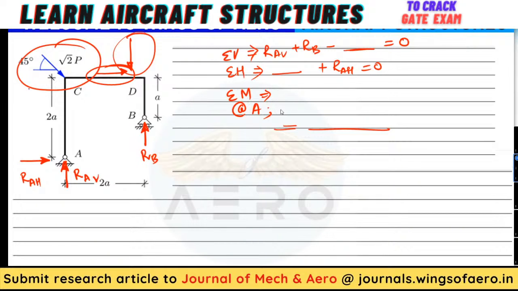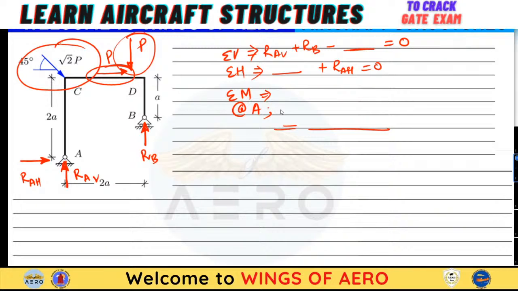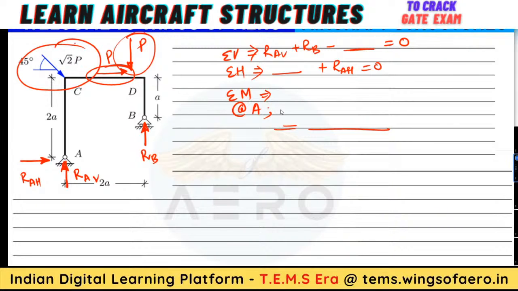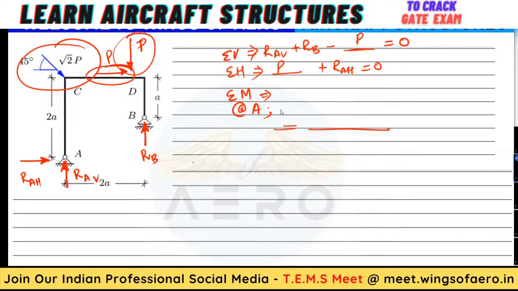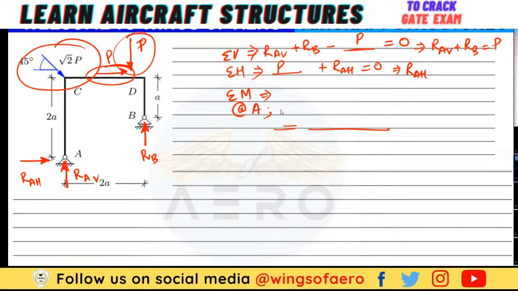So when you solve this, you will get P on both sides. When you resolve, cos and sin will both be 1 by root 2, so root 2 will get cancelled off. You will get P on both sides. Here also you will get P, right? So overall you will get R of AV plus RB equals P. Here you will get R of AH equals minus P, right?